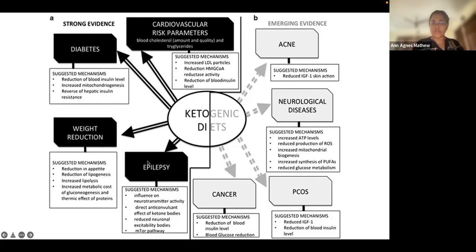So how does it affect? We've already spoken about epilepsy. Cancer, how it works, not so sure. PCOS, again, and neurological disorders. The suggested mechanism is increased ATP levels, the ROS system, and reduced glucose metabolism. So these are the gray areas where there is emerging research. These are the areas where there is strong research evidence.